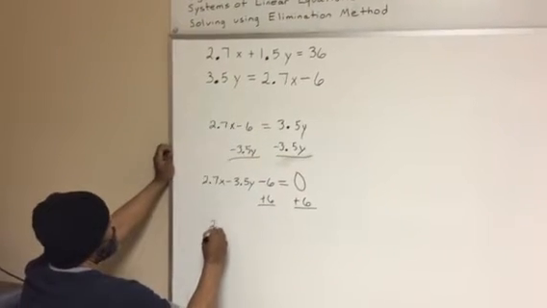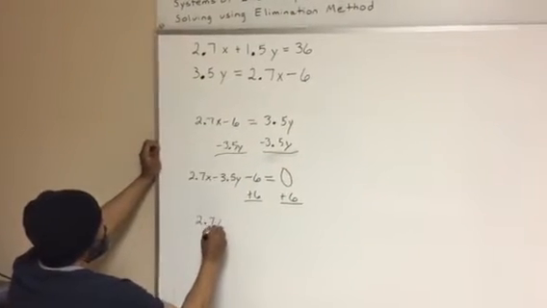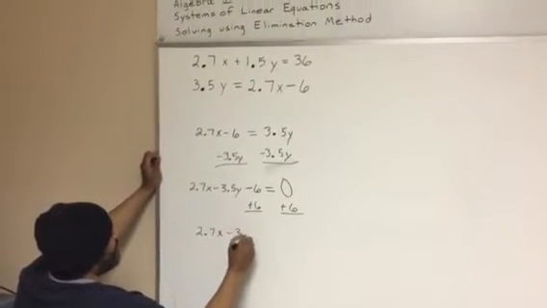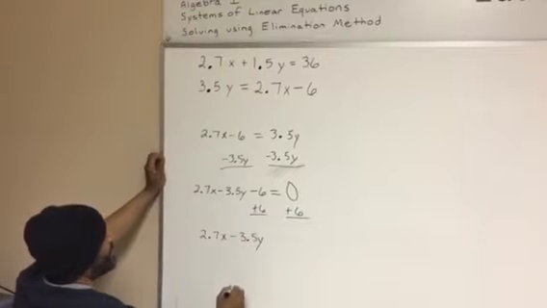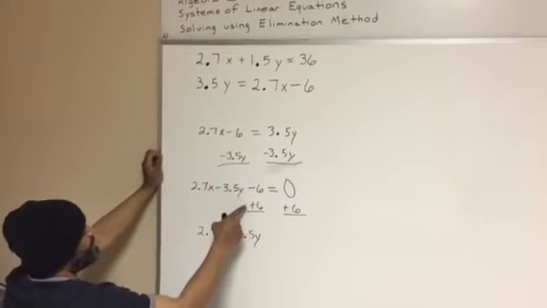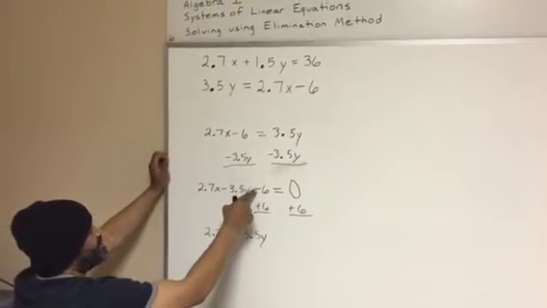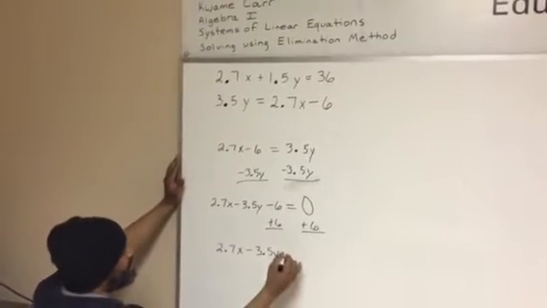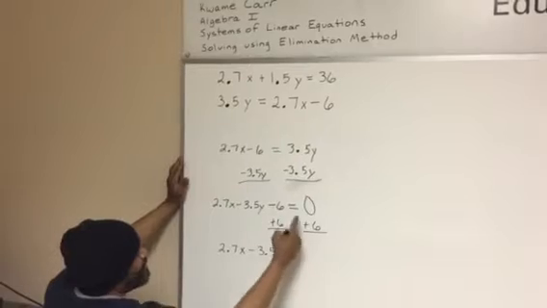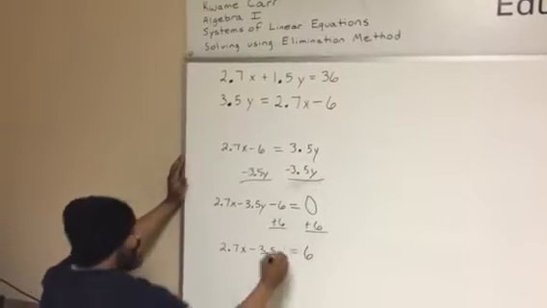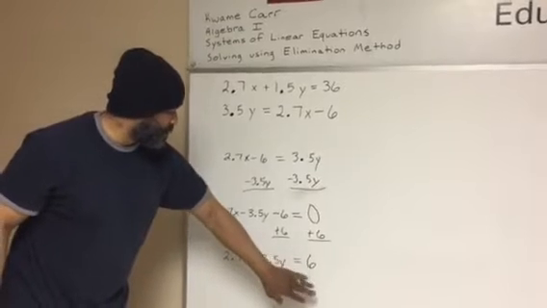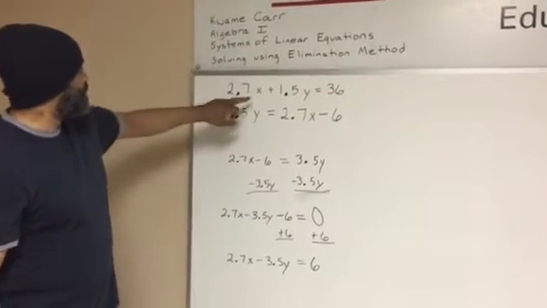And now I do the same thing I've been doing. I'm going to bring down my 2 7/10 x minus 3 5/10 y. This is 0. If you have a 6 and you take away 6, 6 minus 6, or negative 6 plus 6 is all 0. Doesn't matter how you write it backwards or forwards, it's still 0. And 0 plus 6 is 6. Now I have it in the x, y equal constant form, which is what I want here.